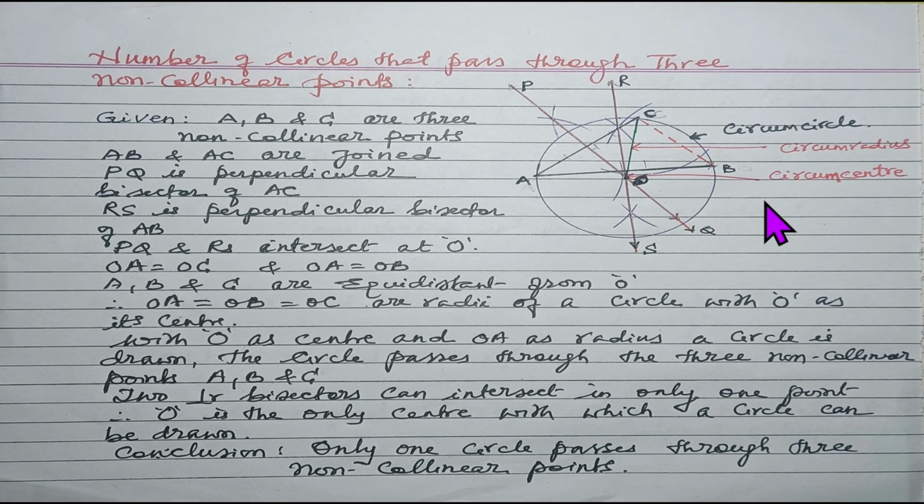Another very important thing you have to understand here is that the circle which passes through the three non-collinear points forms a triangle, and therefore it is called a circumcircle. The circle passing through the three non-collinear points, or the three vertices of the triangle, is called the circumcircle. The center from where the circle is drawn is called the circumcenter, and the radius used to draw the circumcircle is known as the circumradius.